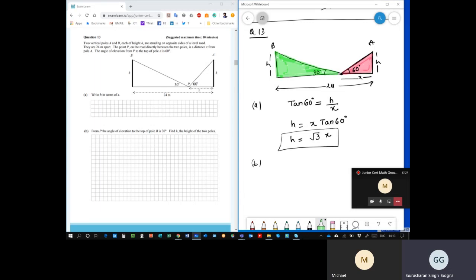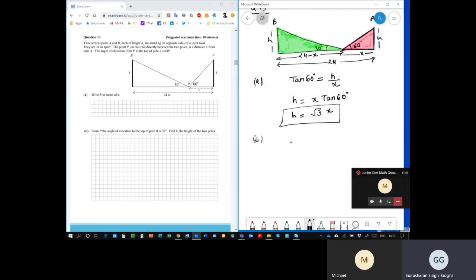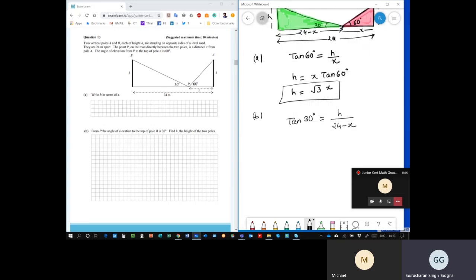And in this right angle triangle, if you look at the base or adjacent, it's 24 minus x, because the total length is 24 and minus x will give you the remaining, which is the adjacent of the green triangle. 24 minus x. So again, I would pick tan 30 degree because I am dealing with opposite side, which is h, and adjacent, which is 24 minus x. I don't know the hypotenuse, so I don't need to use sine or cos. And they are asking you to find out the value of h, isn't it? But there are two unknowns here, h and x. So you cannot solve this equation directly.